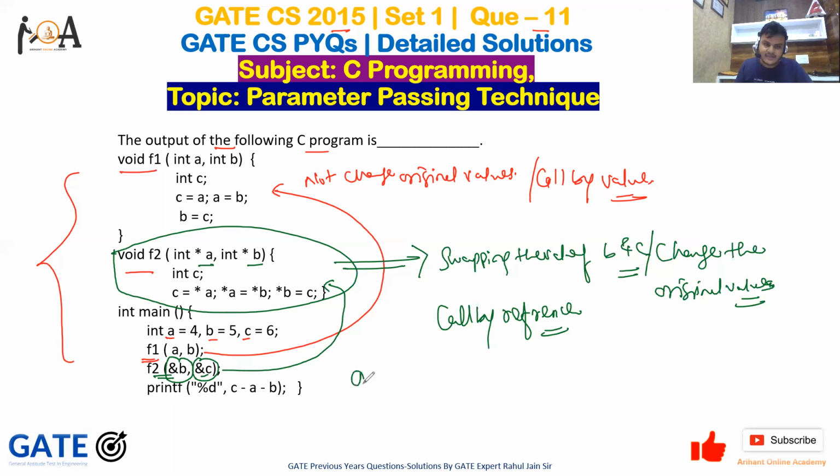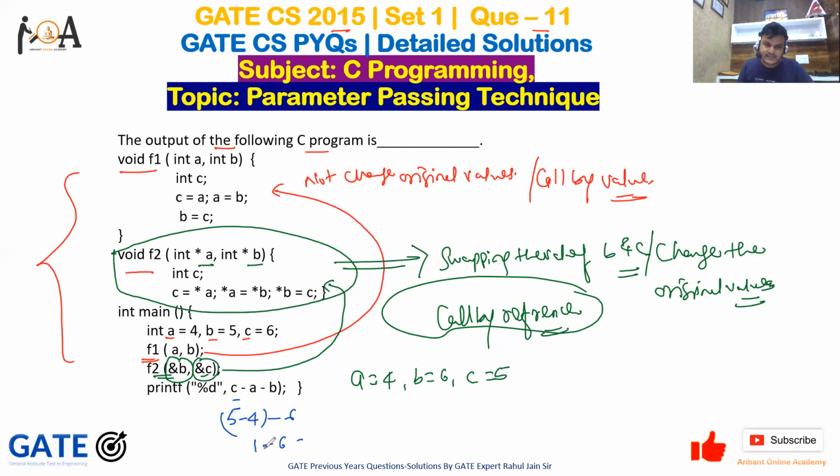So the latest value of a would be 4, b would be 6, and c would be 5, because the values of b and c are swapped, and the original values are changed just because of call by reference. Now printf c, that is 5, minus a, that is 4, minus the value of b, that is 6. 5 minus 4 is 1, minus 6 is minus 5. So minus 5 is the output of this C program.